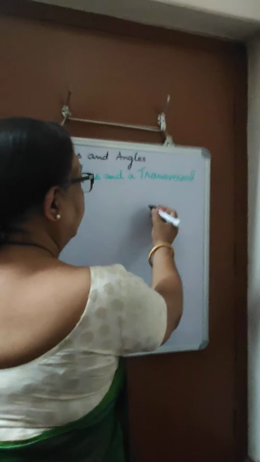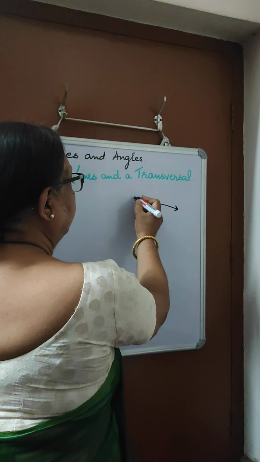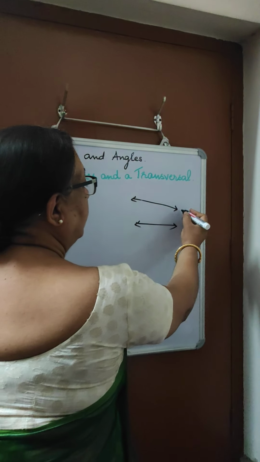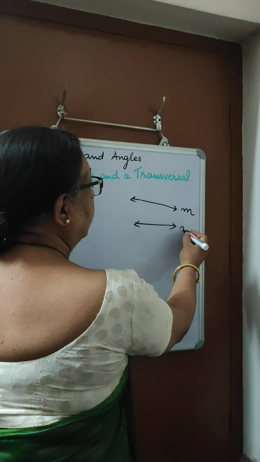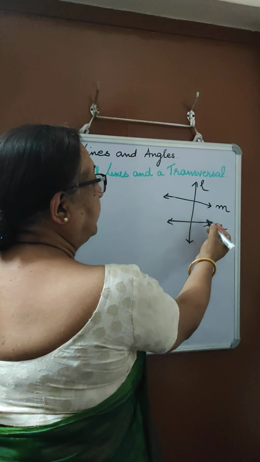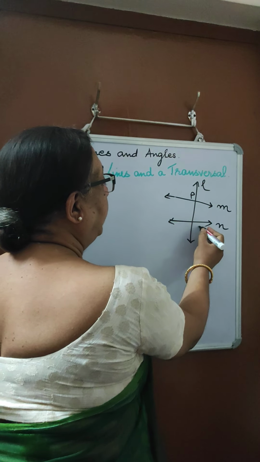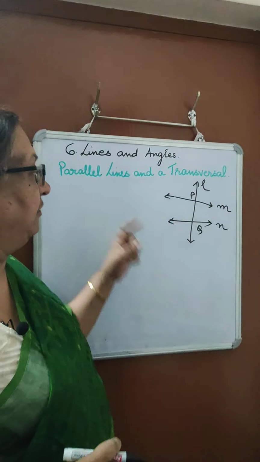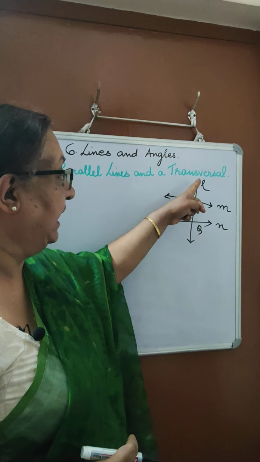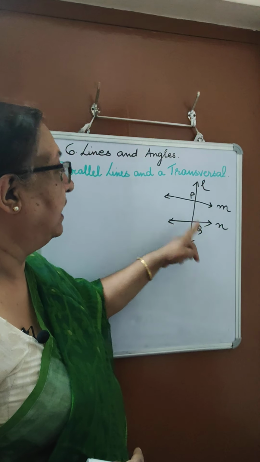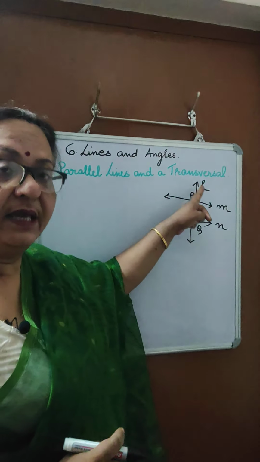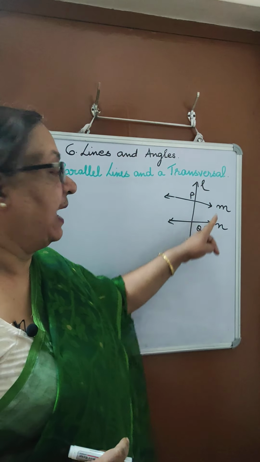Suppose I have two lines. These are any two lines. Suppose this is line M, N. A third line, L, intersecting the two lines at, say, P and Q. Okay, we have two lines M and N. A third line L intersects M and N at 2 points P and Q. So we say L is a transversal to M and N.